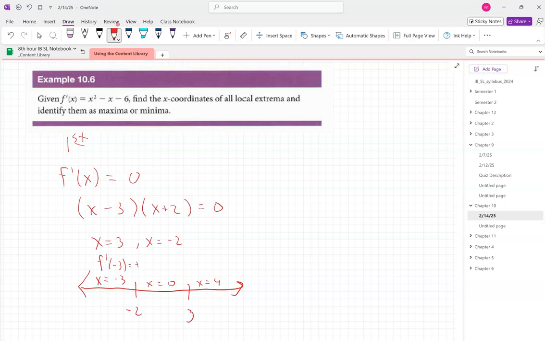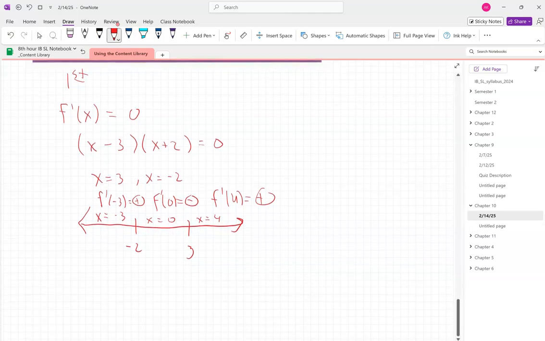So again, I go ahead and plug these back in. I get positive, I get negative, and then I get positive. So what do I have here? I have a local max and a local min.